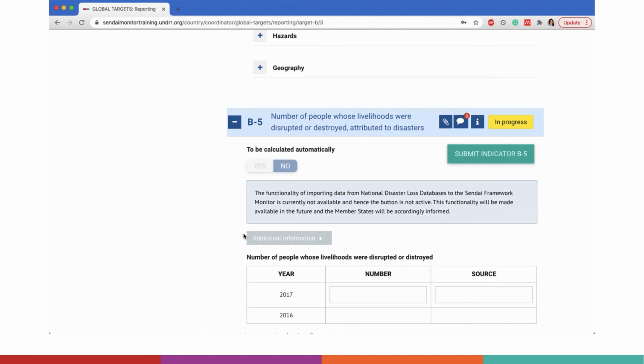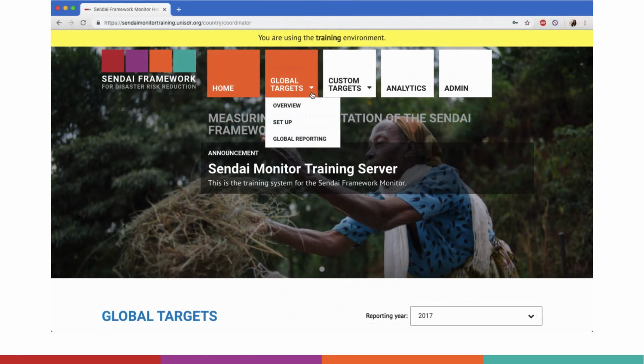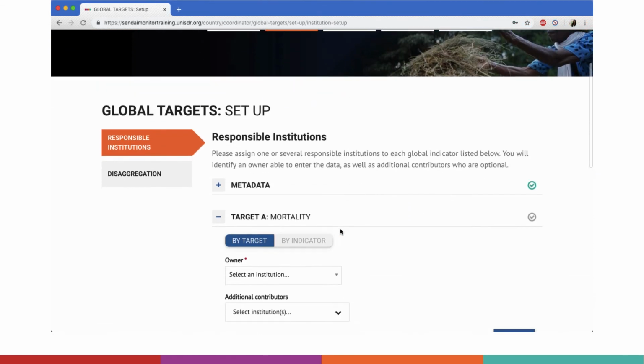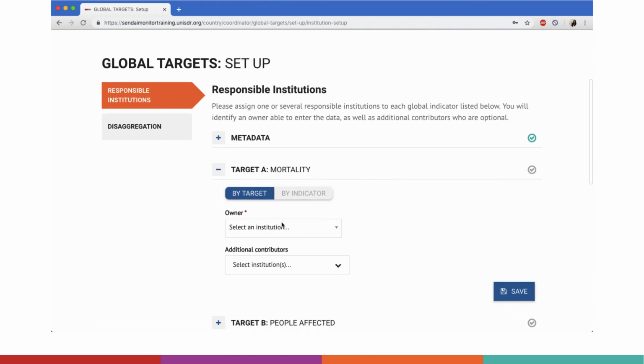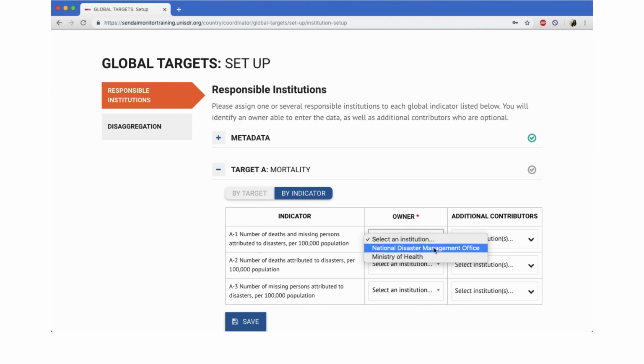If you have been given access to the system by your country coordinator, but you are unable to enter data, then it is possible the country coordinator has not given you access to enter data for that target or indicator. You will need to contact your country coordinator and ask them to give you access to the target or indicator you need to enter data on.